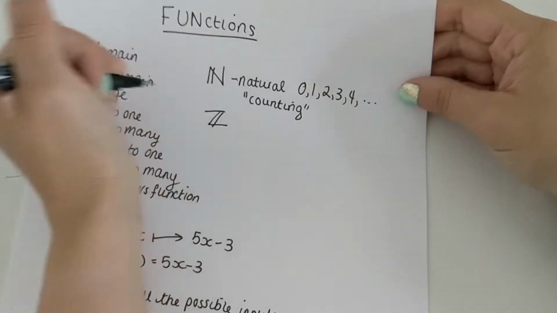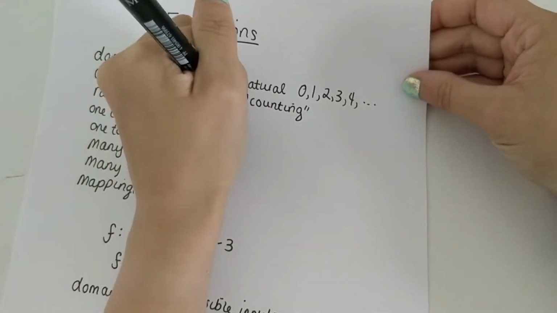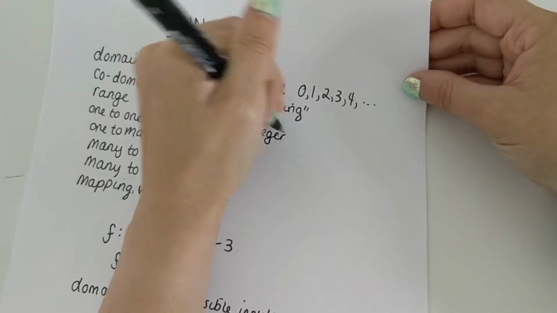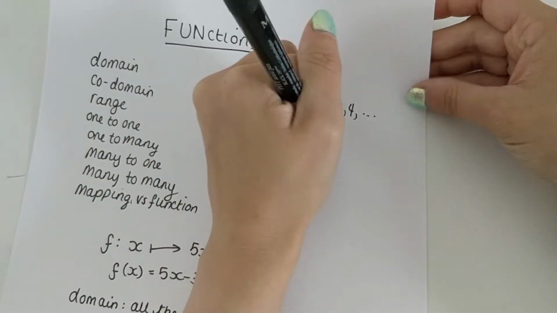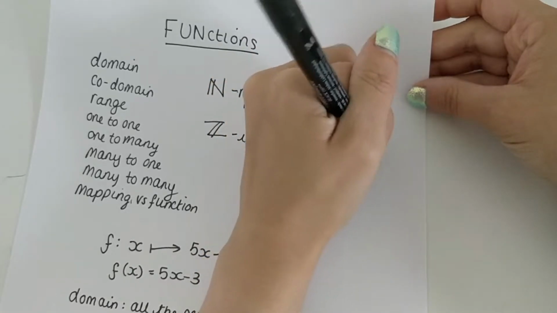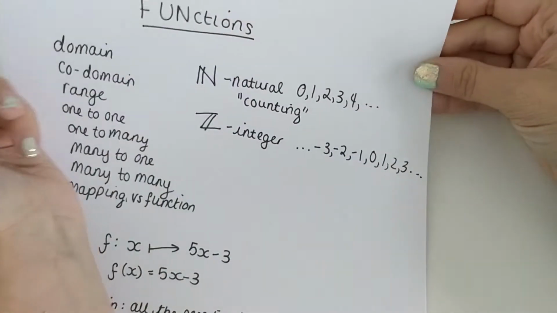Integers is a blackboard bold Z, and that means whole numbers including negatives, so like minus 3, minus 2, minus 1, 0, 1, 2, 3. They're integers.